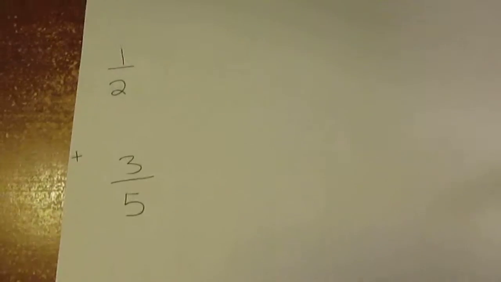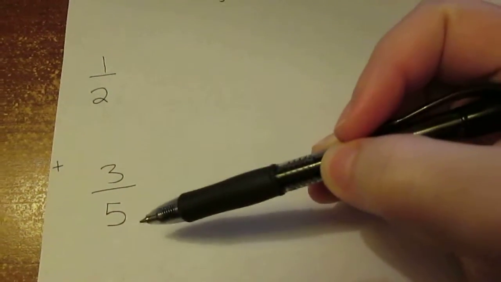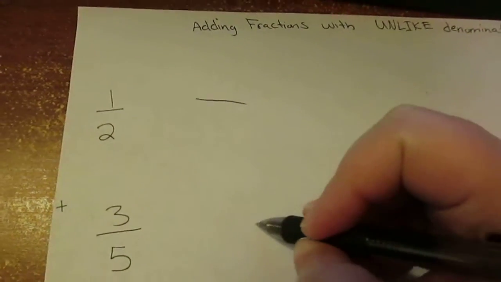As you can see, they both have different denominators. This denominator is a 2, this denominator is a 5. So how do we add them together? First, we do it horizontally, as I said.